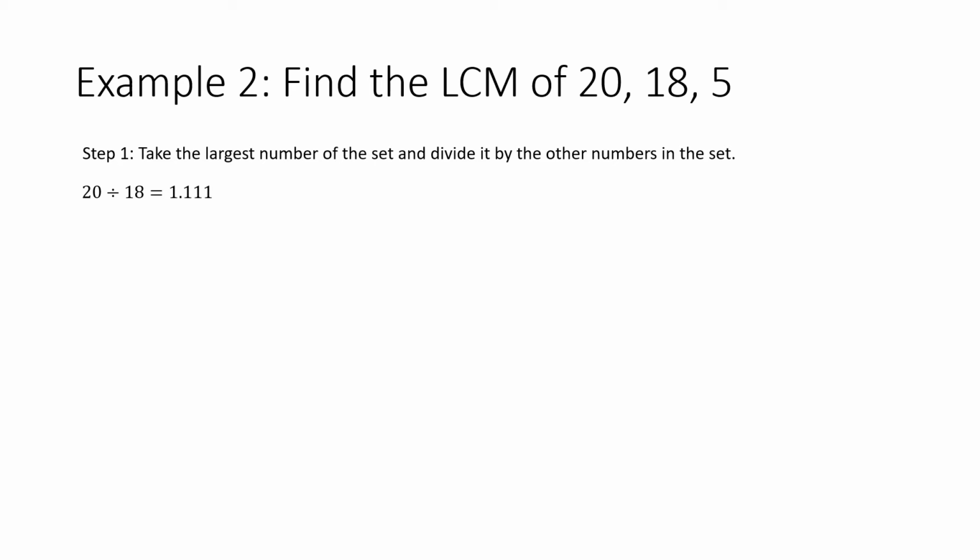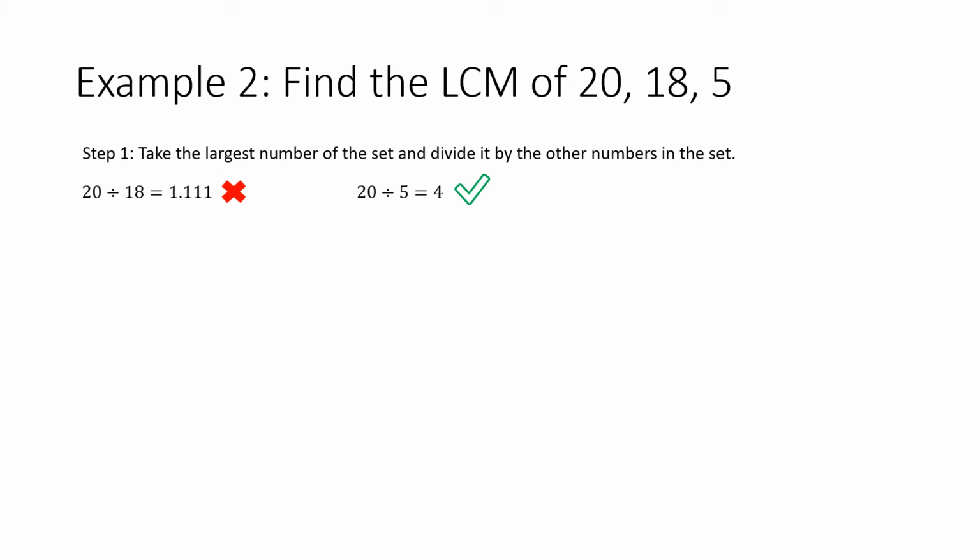Example 2, we're going to find the LCM of 20, 18, and 5. So I'm going to take the largest number of the set, which is 20, and I'm going to divide it by the other numbers in the set, 18 and 5. 20 divided by 18 equals a decimal. So I could technically stop there. I know that 20 is not going to be the LCM because it didn't divide evenly. And I am going to show you that 20 divided by 5 does work. It equals 4, but it has to work for both 18 and 5 for 20 to be the LCM.